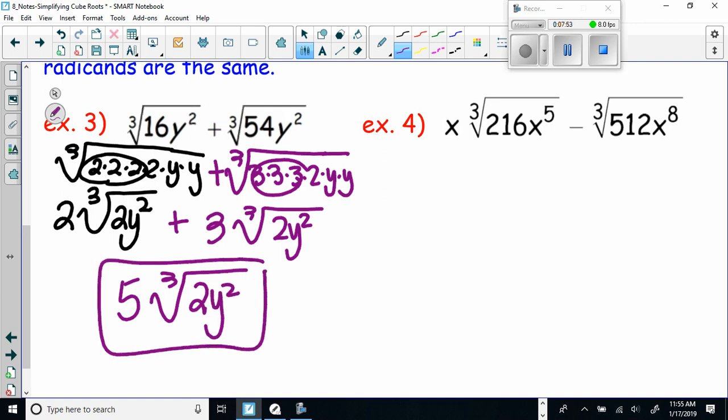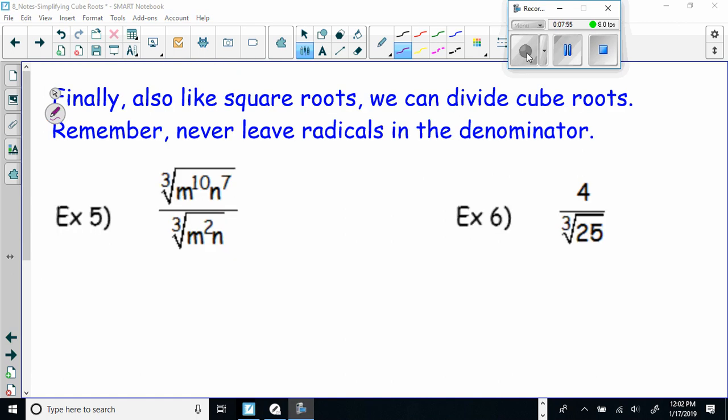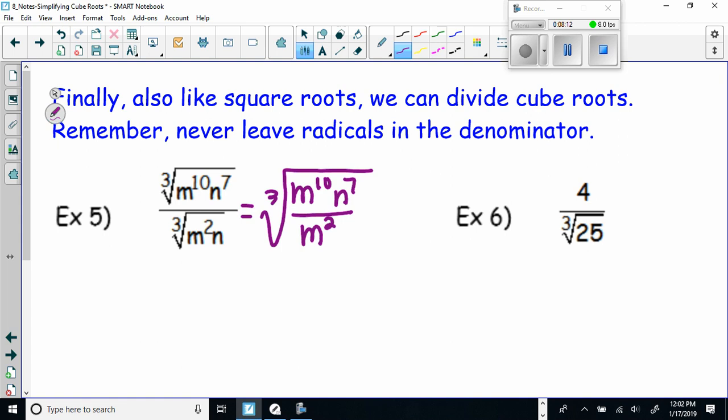You guys want to try the next one? Also, like square roots, we can divide under the cube root. This is only going to be true if my numerator is a cube root and my denominator is a cube root. You can put them together, and we can reduce first. Caitlin, I think this is more along the lines of where when you divide bases, you subtract exponents. So here, m to the 10th divided by m squared is m to the 8th power. N to the 7th divided by n to the 1st power is n to the 6th power.